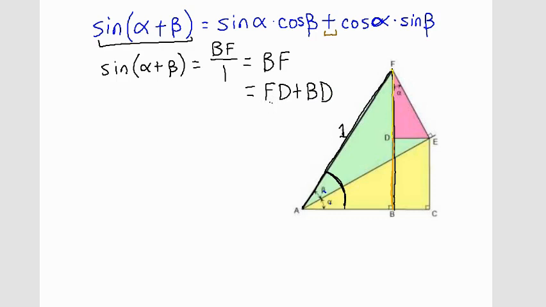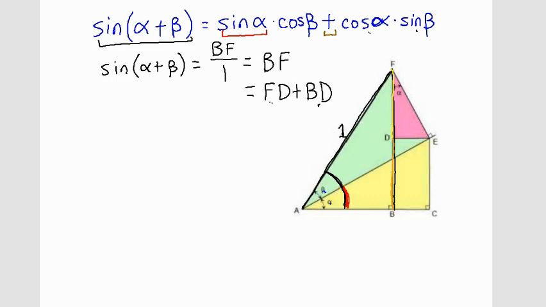All right, so what we effectively need to do is know that FD is going to somehow be equal to sine alpha times cosine beta, and BD is going to somehow be equal to cosine alpha times sine beta, and this is the whole approach to this kind of problem. So sine alpha, let's go ahead and start with that one. I'll do that one in a different color.